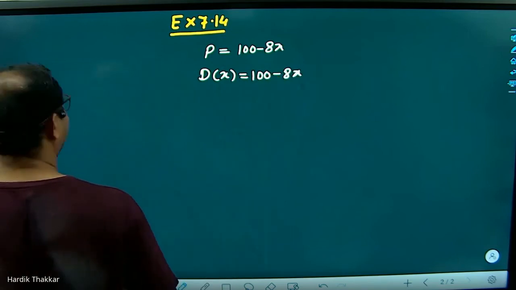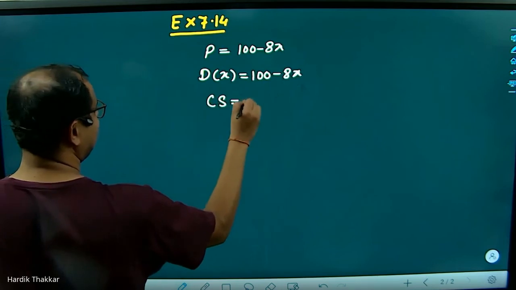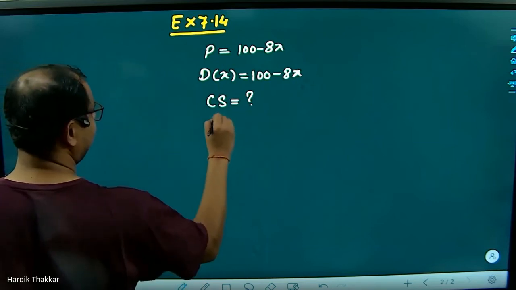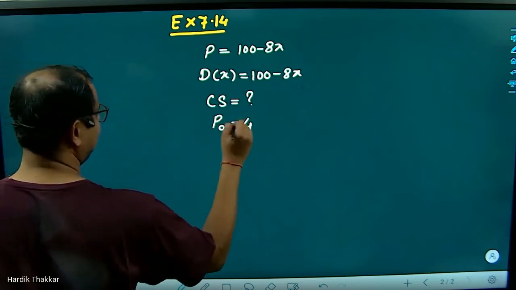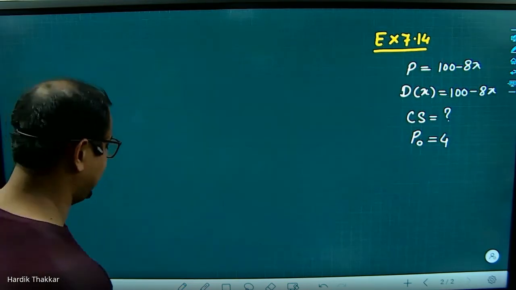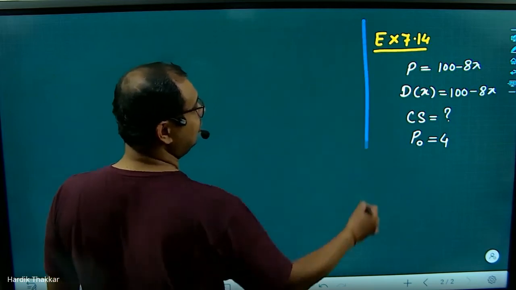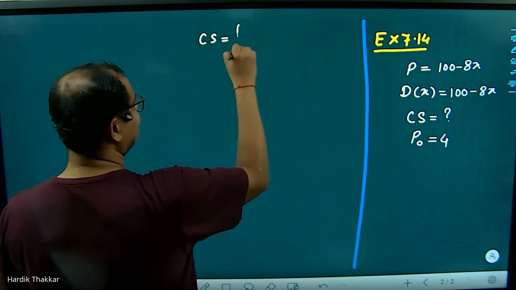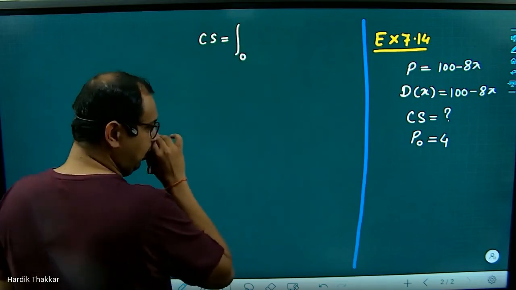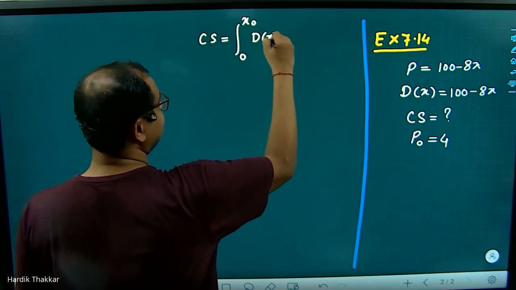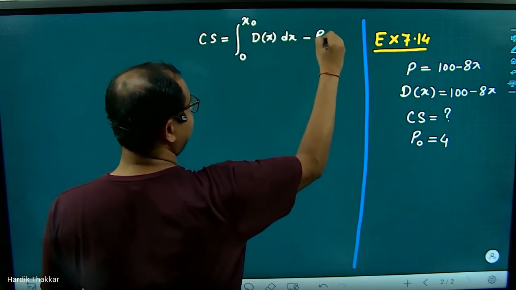Find the consumer surplus. So you have to find CS at equilibrium price P naught. At equilibrium price P naught is equal to 4, correct? So all these things are given. Now let's start with the formula for CS. The formula is integration from 0 to x naught of D(x) dx minus p naught into x naught.